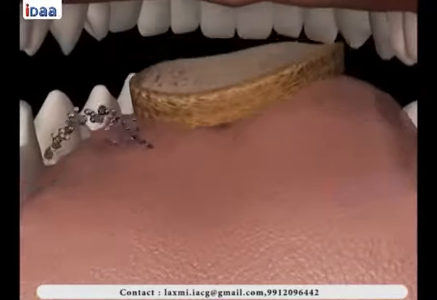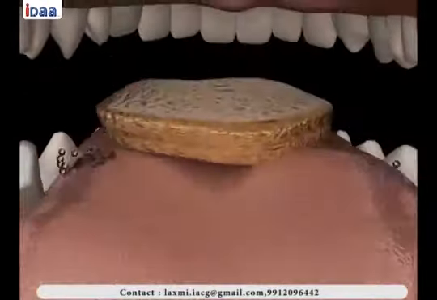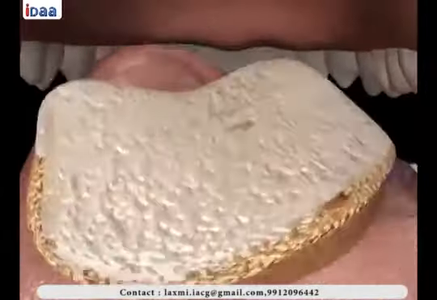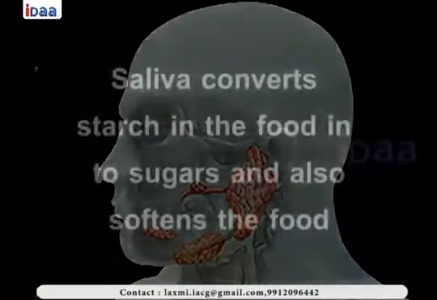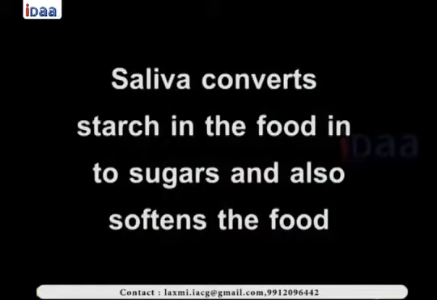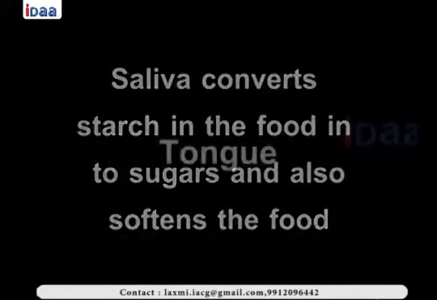Action of saliva on food. During chewing, food mixes with saliva. Saliva is secreted from the salivary glands located on the lower jaw between the tongue and teeth. Saliva converts starch in the food into sugars and also softens the food.